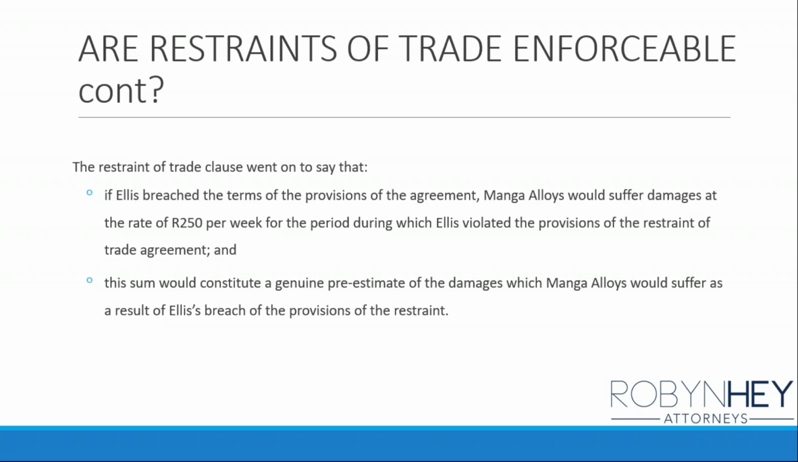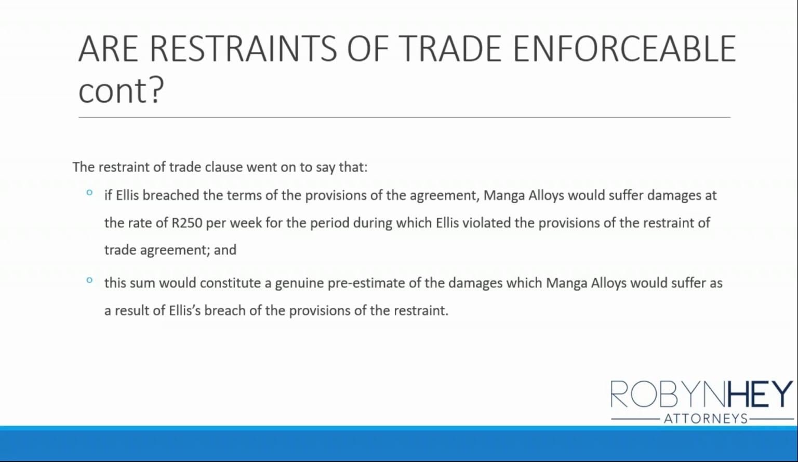For each week that he violated the provisions, and this would constitute a genuine pre-estimation of damages. So we're going to put that aside. Pre-estimation of damages is a whole other webinar on its own. But essentially, they said that they would suffer damages, and this is how they estimated their damages.